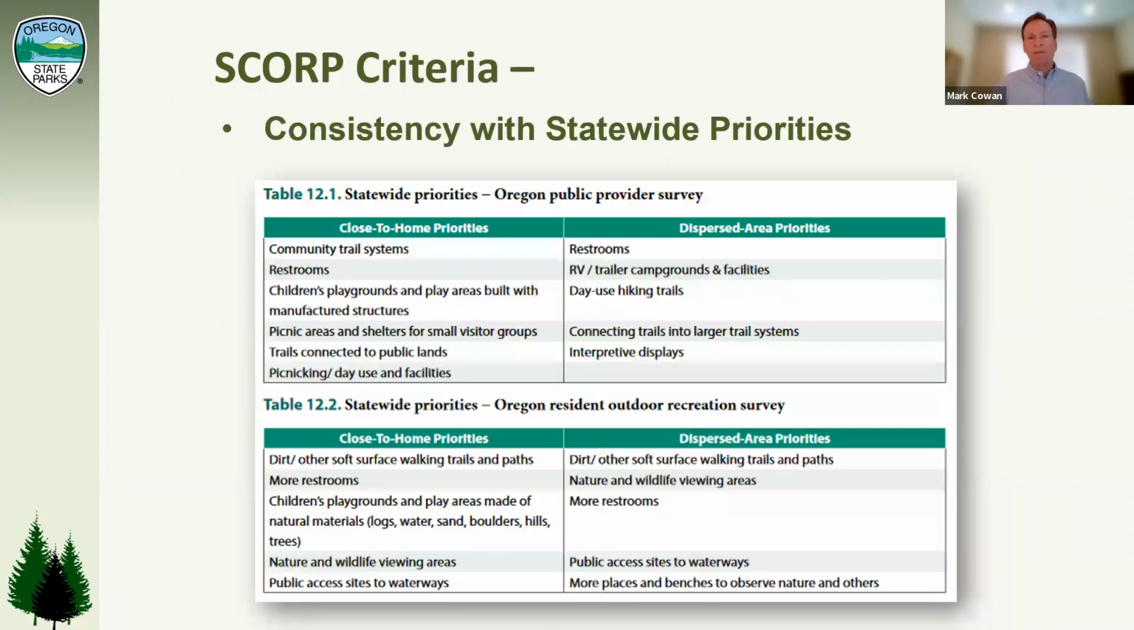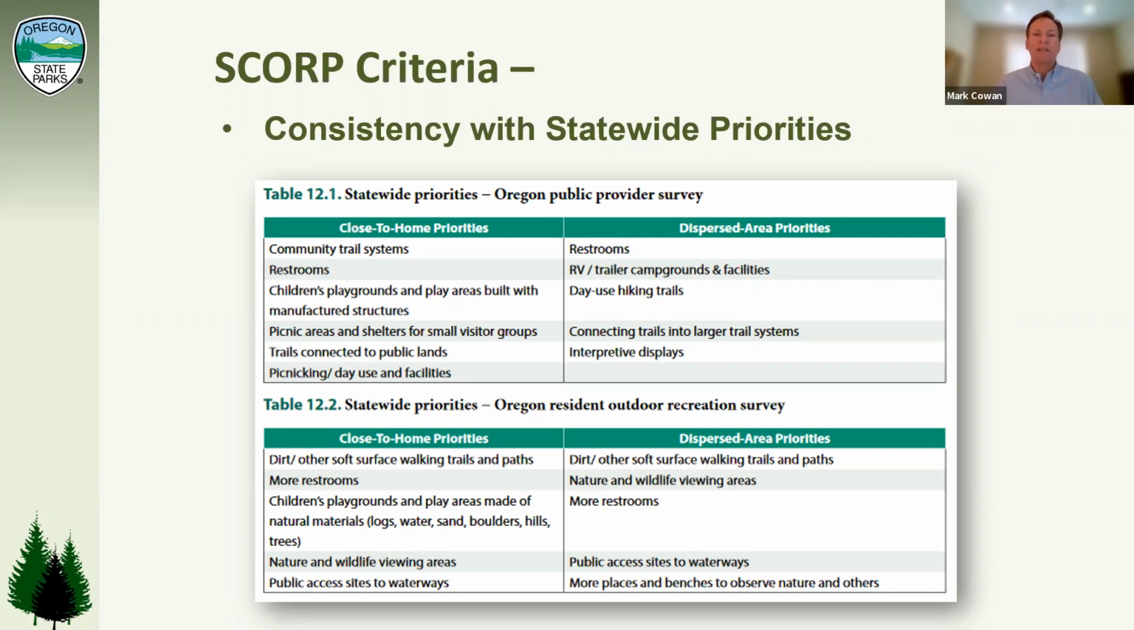So when you jump out to that table, this is what you will see. This is table 12.1 and 12.2. The top one is the Oregon provider survey, so people that provide the recreation facilities. And then the second table is the Oregon resident outdoor recreation survey, actually users. This is divided into left and right columns. On the left are close to home priorities, and on the right are dispersed area priorities. Most likely you'll be looking at the close to home priorities, a facility that's within an urban growth boundary.